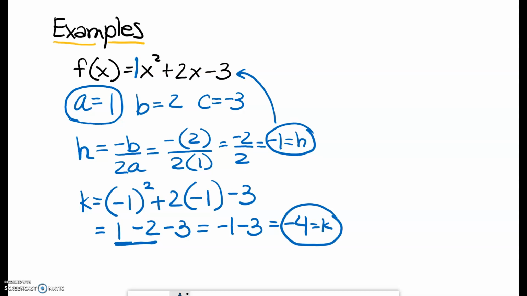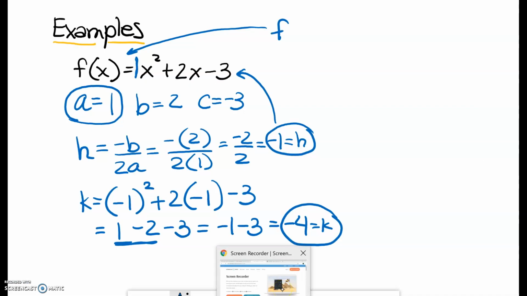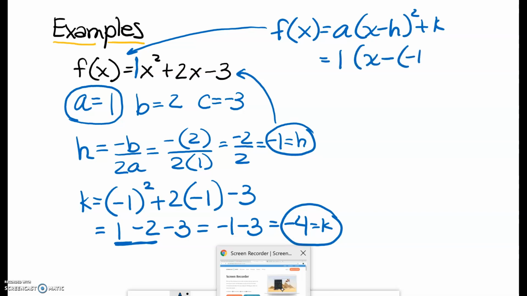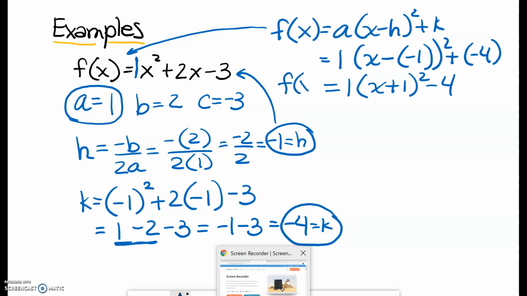That gives me an equation. Since we call this function f of x, f of x is now going to equal a times x minus h squared plus k. So a is 1, h is negative 1, k is negative 4. Remember, plug these in using parentheses, and when I simplify all my double signs, I get x plus 1 squared minus 4. Okay, so that's the equation that I'm going to have.